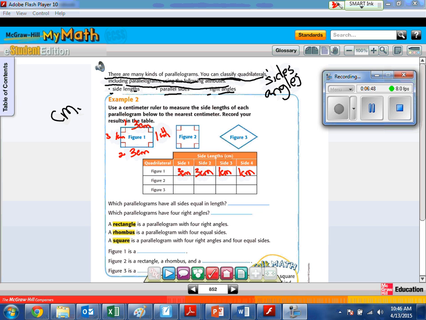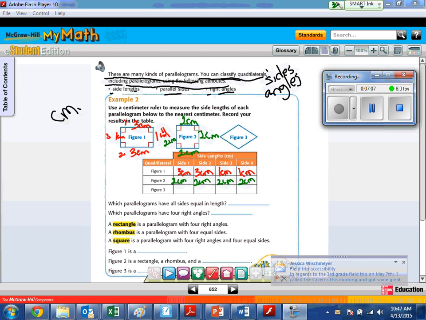Okay, so let's go ahead and try figure 2. If you measure correctly, we should come up with 2 centimeters all the way around. So now for figure 2, it's pretty easy. All you got to do is do 2 centimeters for all of them, because all the sides equal 2 centimeters.